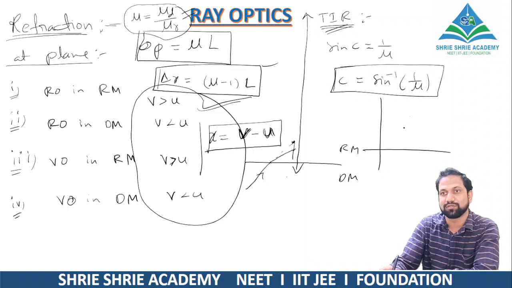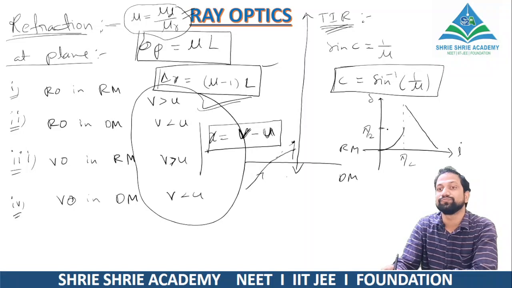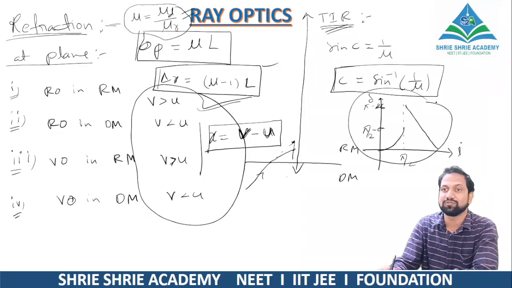This way it will be. This diagram also I gave. This is angle of incidence and this is the deviation. Of course this is pi by 2 minus C. This is pi minus 2C. This graph I have clearly explained. From this graph also you may get questions.